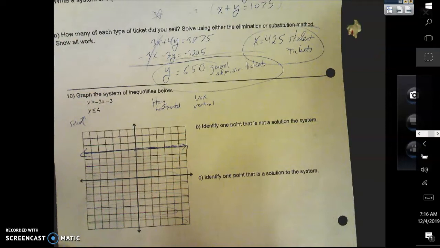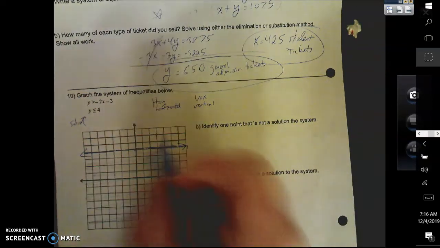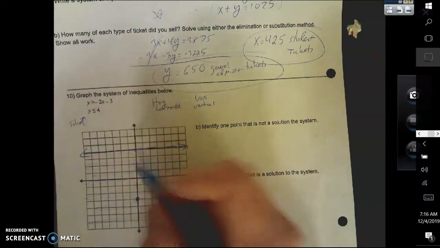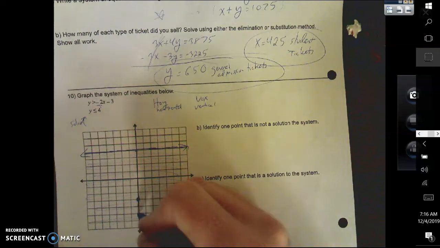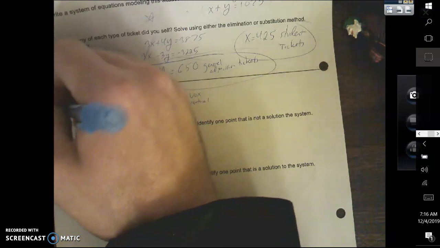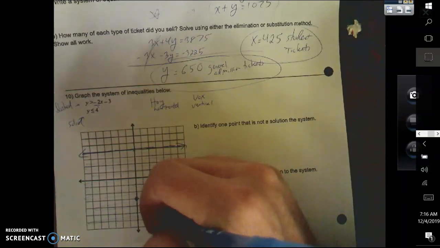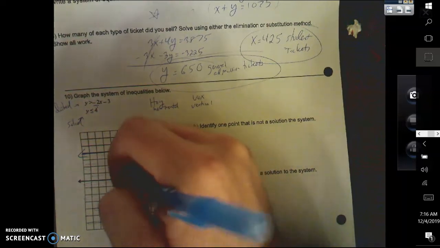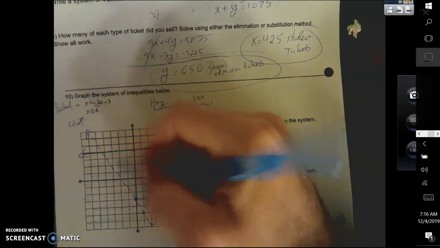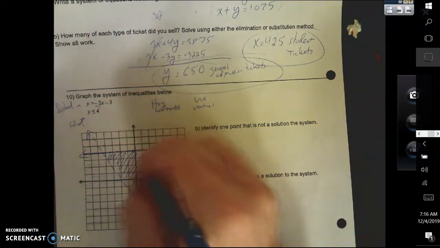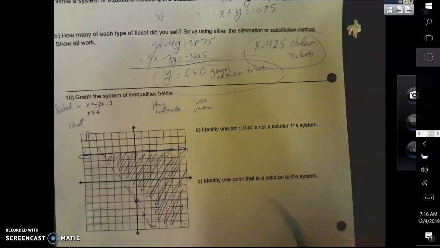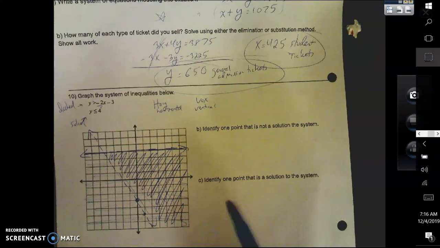I did that really, really light, you'll see why in a second. Negative 2x minus 3. My y-intercept is -3. Negative 2x is -2 over 1, so it's down 2 over 1. This is a dashed line. Going up. Now, if it's greater than, it's above it. So I'm above this, and I'm below this. So it's everything right here in the middle. I'm using pens, so that's why I didn't shade everything at once. Cool, there's your solution region.